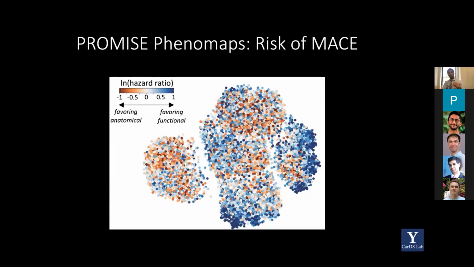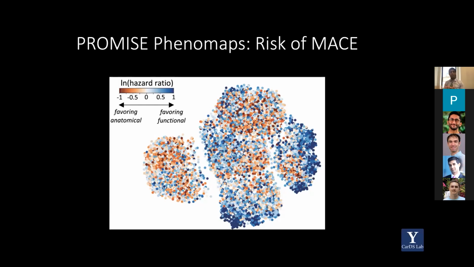Now, switching gears to the major results of the trial, I will delve deep into each component of these assessments. But this was the Phenomap of the MACE outcome. For each person in their 5% phenotypic neighborhood, as I mentioned, we assessed their individual hazard. And as you see, there is a diversity of hazards across the Phenomap. The blues of the spectrum favor functional testing. The red end of the spectrum favors anatomical testing.